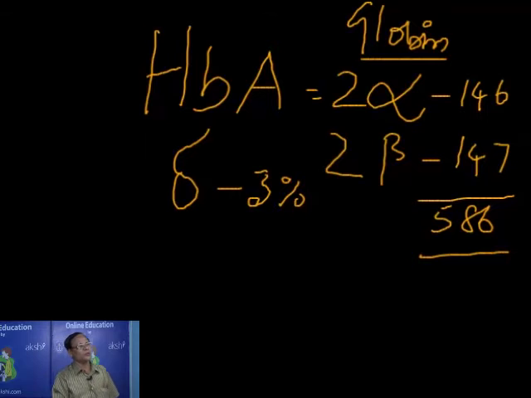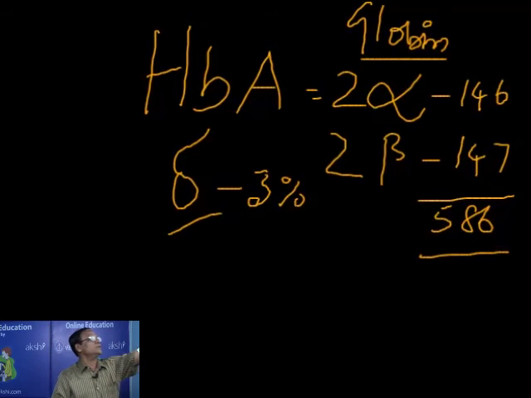So alpha globin has alpha chains, beta globin has beta chains, and there is the delta chain, with only a slight variation between delta and beta. So we have three different types. But the delta chain is a rare one, about 3% of the people are affected.